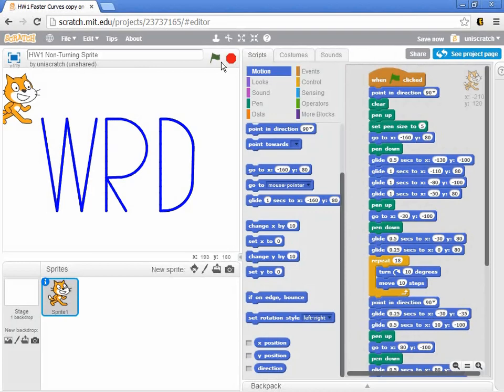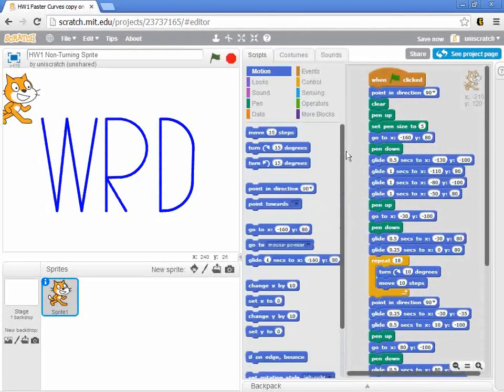And that bothered some people, and they wanted to know, is there a way to make the cat draw out these initials while always appearing upright like this? And the answer is absolutely. It's actually fairly easy to do. The challenge is it's in a block that you may not have noticed.